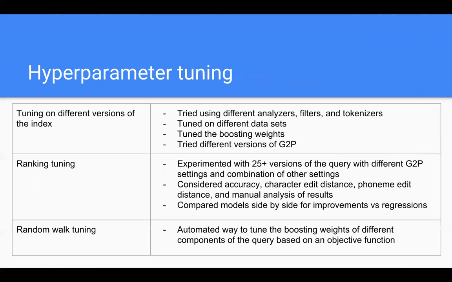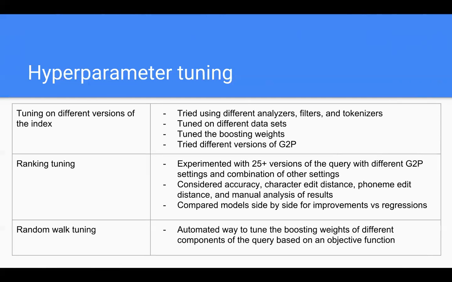We also did a bunch of hyperparameter tuning. So we ran different versions of the index, and this slide is very specific to Elasticsearch. So people who don't really understand the details of Elasticsearch, I would probably skip over some of these things, but we tried different ways of tokenization, filtering, and using different analyzers in Elasticsearch. We also tuned G2P itself so that we get a better representation of these phonemes.